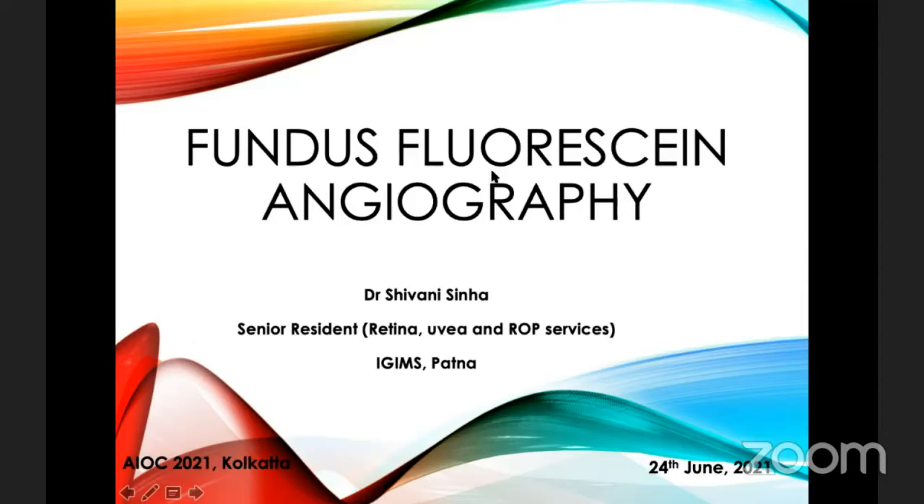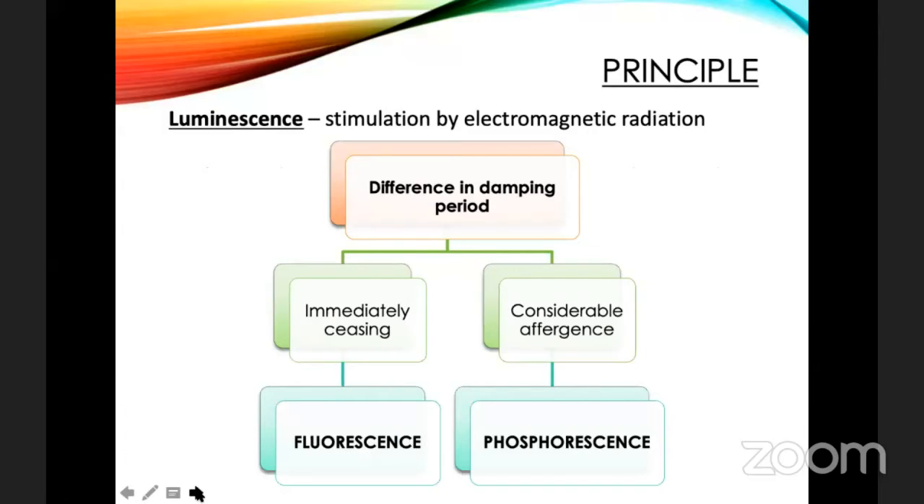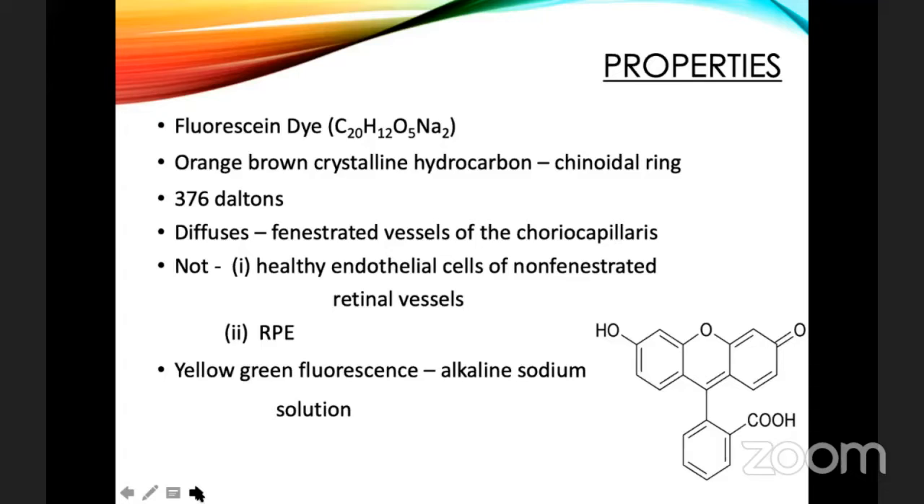And my topic is fundus fluorescein angiography. So what actually is FFA? It refers to photography of the fluorescent dye in the retinal vasculature to study different kinds of retinal vascular pathophysiological conditions. It uses the principle of fluorescence, and the dye diffuses out of the fenestrated vessels of the choriocapillaris, but not out of the healthy endothelial cells of the non-fenestrated retinal vessels and RPE. Therefore, it is very suitable for studying retinal vascular disease.